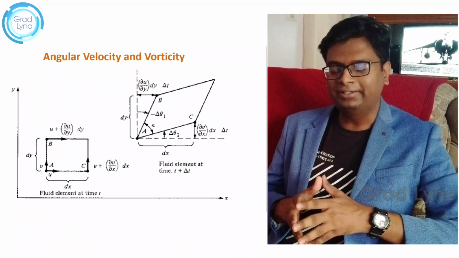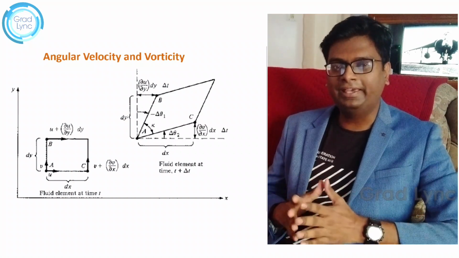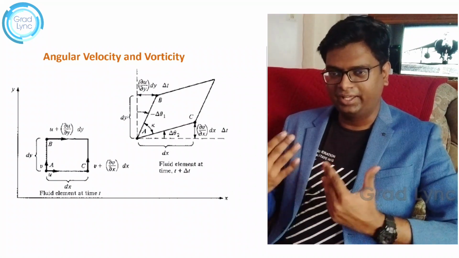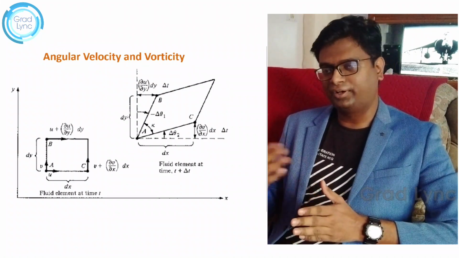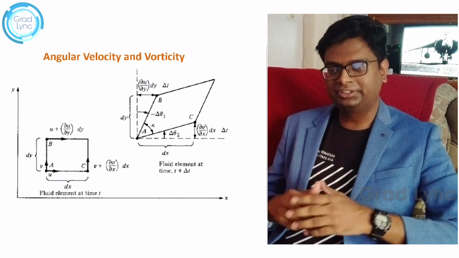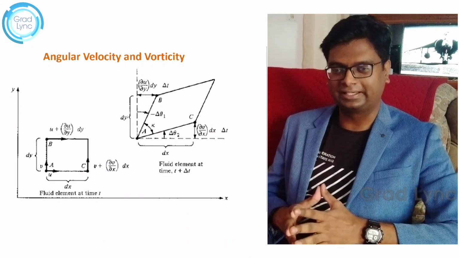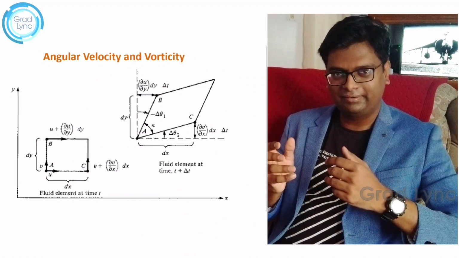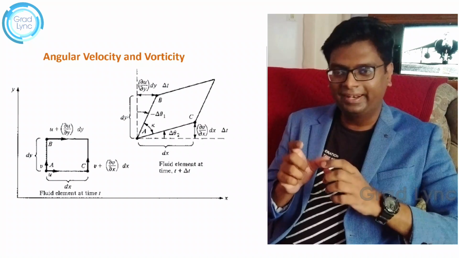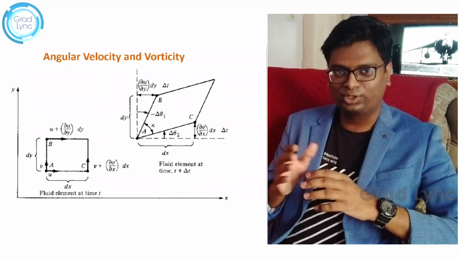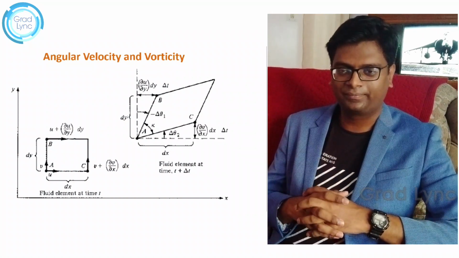These three points, let's say at time t, that is the first position, and the distance between A and B is represented by dy. u is the velocity in x direction and v is the velocity in y direction. Similarly, at point C, the velocity in y direction changes to v plus ∂v/∂x times dx. So v is the velocity in y direction plus the change in velocity with distance x, that is ∂v/∂x multiplied by dx, the total distance between A and C.